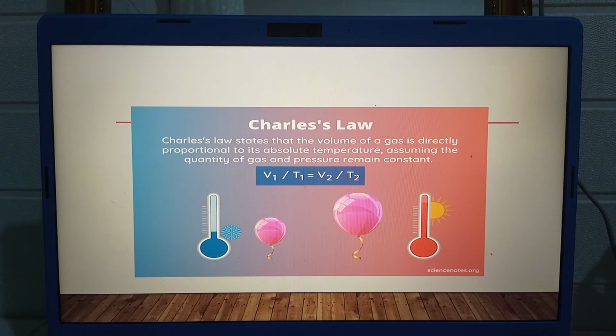So this means that the volume and the temperature are directly proportional. Once the volume increases, the temperature increases. Once the temperature decreases, the volume decreases also.